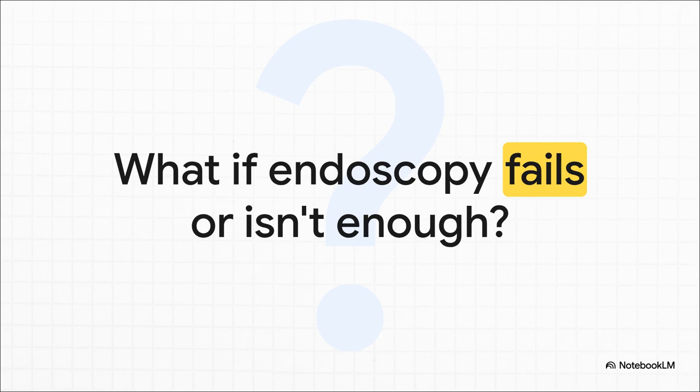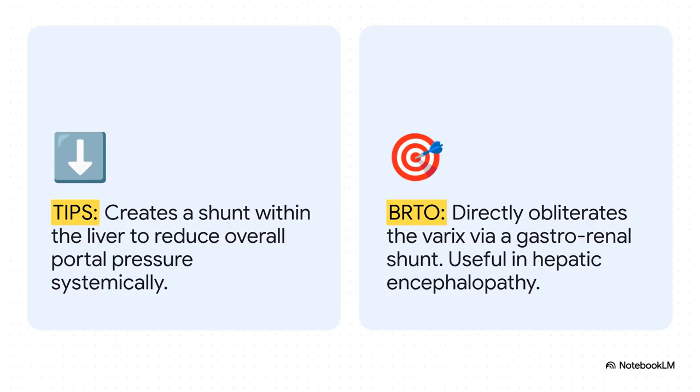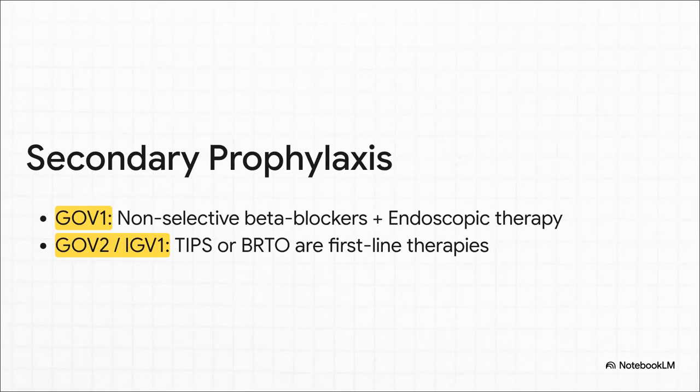But what if the bleeding is just too heavy for the endoscopist to handle? Or what if the glue just doesn't do the trick? What's next? This is where you get your interventional radiology colleagues involved because they have two amazing procedures, TIPS and BRTO. A TIPS procedure creates a new path for blood flow inside the liver to lower the overall pressure system-wide. BRTO, on the other hand, is much more targeted. They actually go in backward through that gastrorenal shunt we talked about and just obliterate the varix directly. BRTO is a fantastic option, especially for patients who already have hepatic encephalopathy because it doesn't make it worse like a TIPS sometimes can.